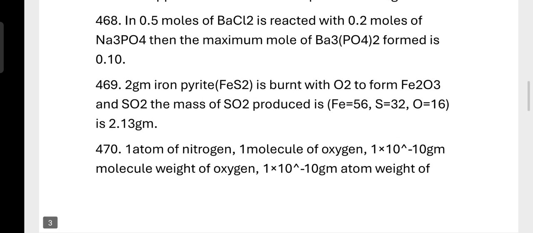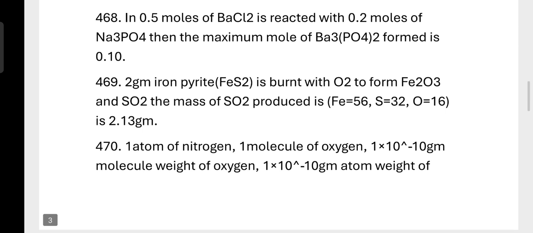If 0.5 mole of BaCl2 is reacted with 0.2 mole of Na3PO4, then the maximum mole of Ba3(PO4)2 formed is 0.10.